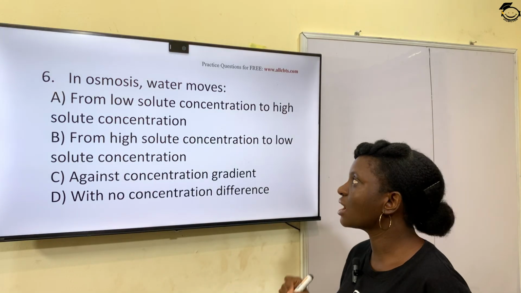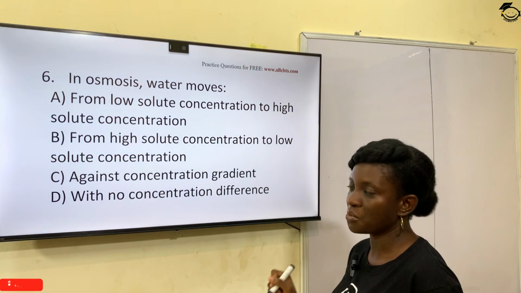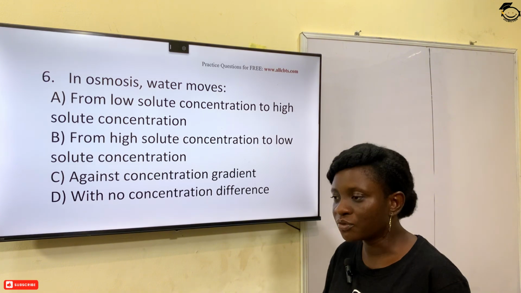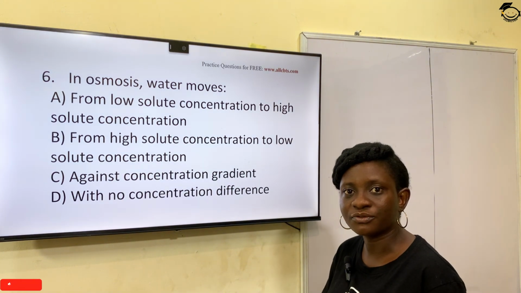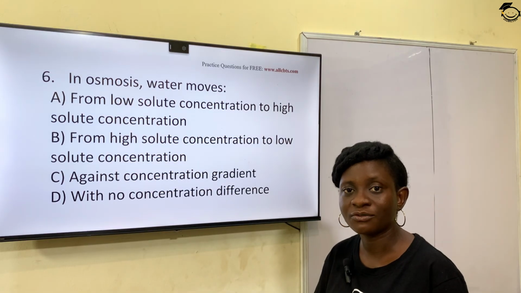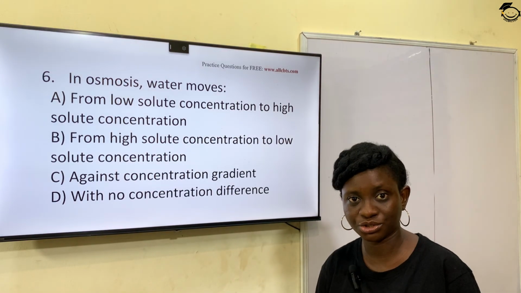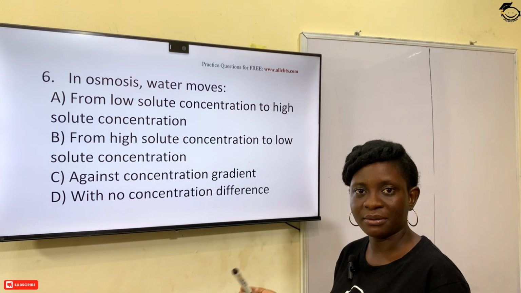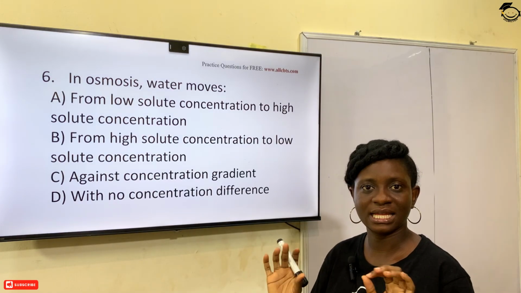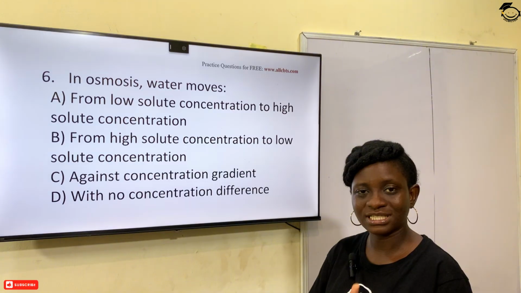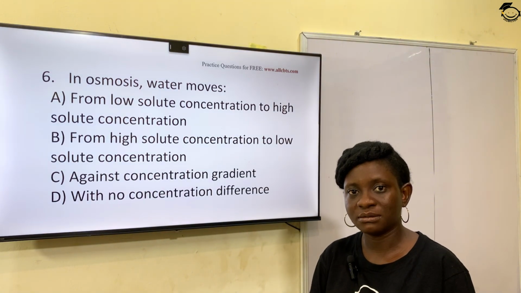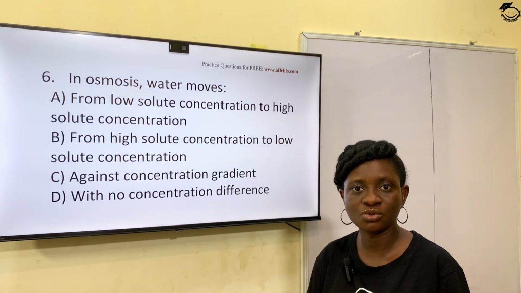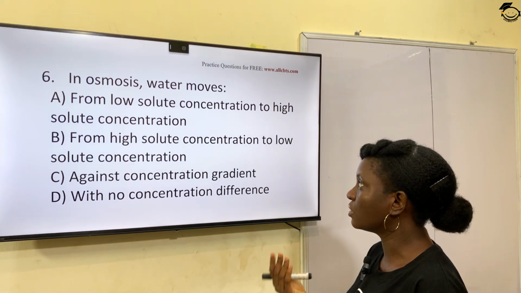Question 6. In osmosis, water moves. So what is osmosis? Osmosis is the movement of water from the region of lower concentration to the region of higher concentration through a semi-permeable membrane. Just imagine you having a yam in a sugar solution. So the yam serves as the semi-permeable membrane, the yam tissue. So the water moves into the yam from lower to higher concentration.